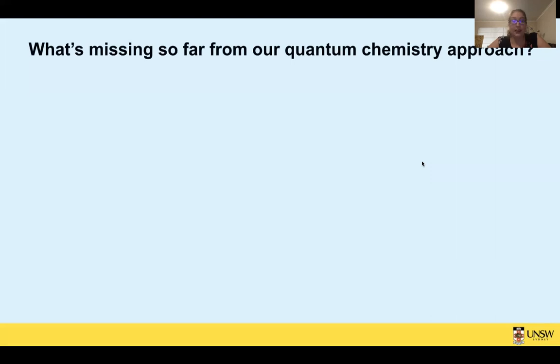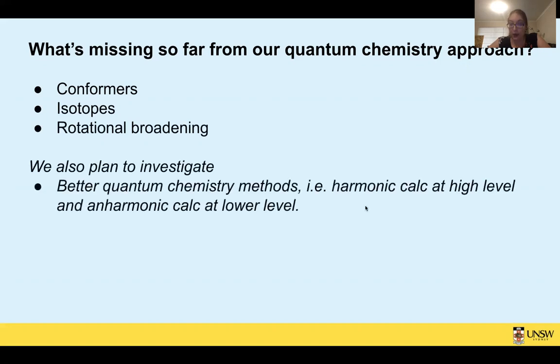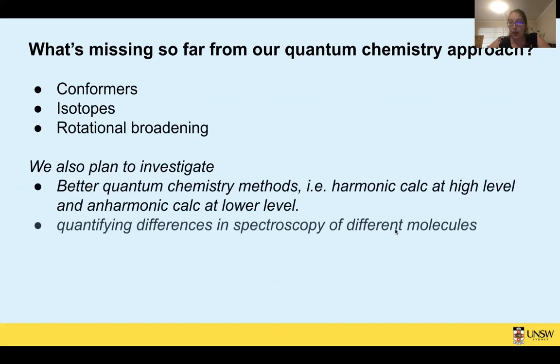We've got some missing things. I know I'm running out of time. Some conformers, isotopes, rotational broadening, and we plan to investigate better methods to make it more accurate. Quantifying the difference in the spectroscopy of different molecules is really important and actually hasn't been done as much as you think it should have been.